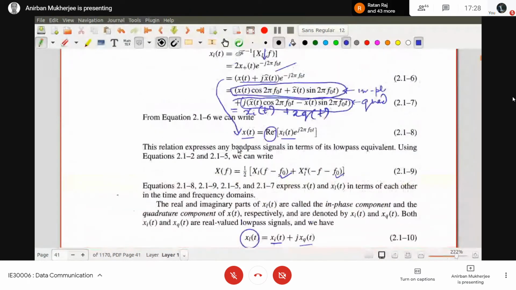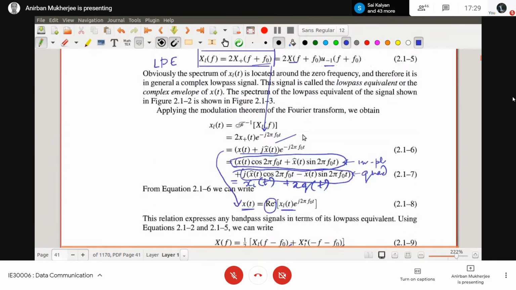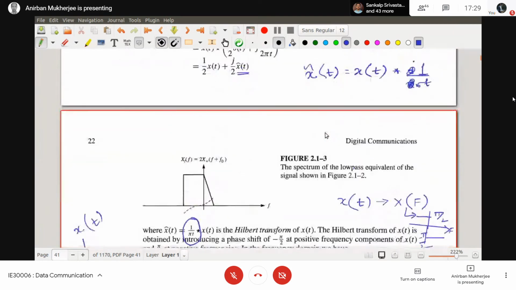And what is the low pass equivalent? How is it related to x(t), the original band pass signal? The original band pass signal is a real-valued signal, that's why the real operator has come. x_L(t) is the complex-valued signal, and it is multiplied by e to the power j 2 pi f0 t.